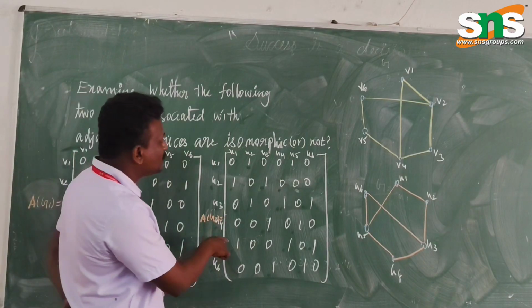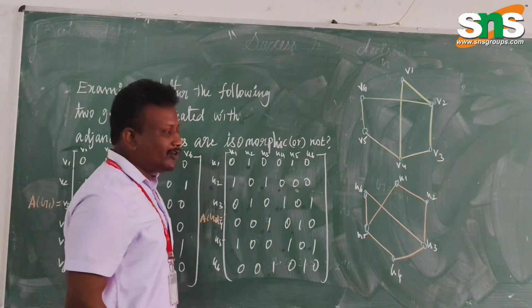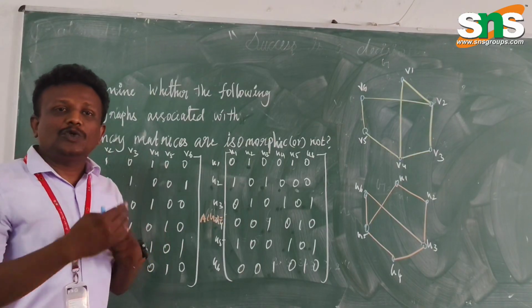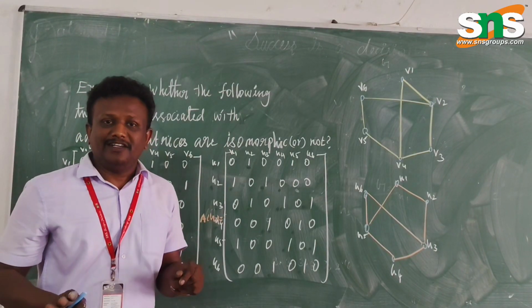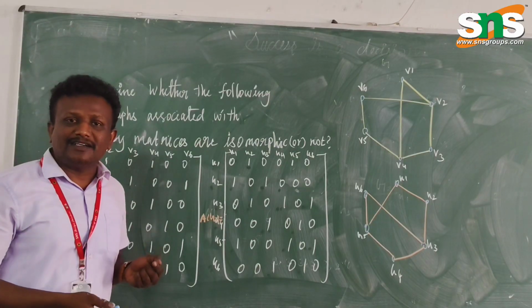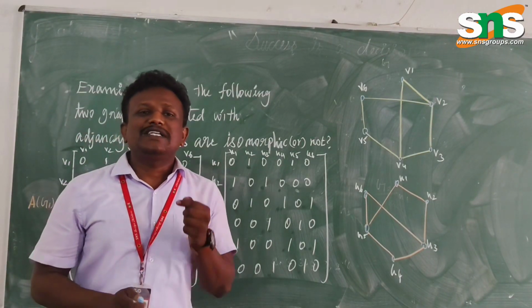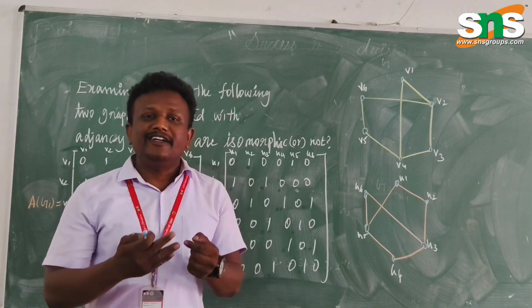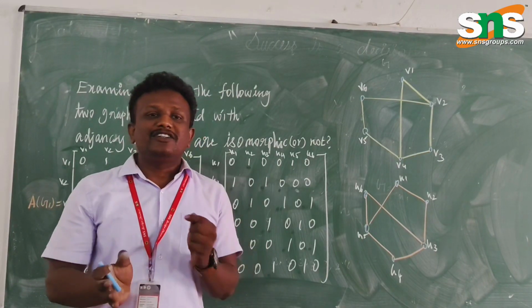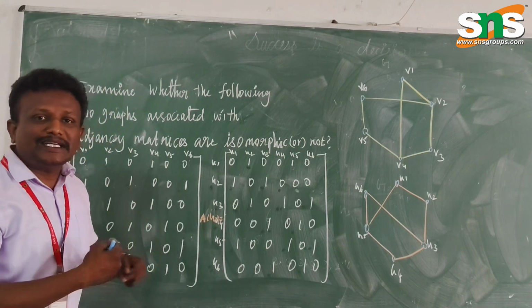Let me come to graph 2. In graph 2 also we have 6 vertices, right? So in both graphs the total number of vertices is the same, so the first condition is satisfied. Let me check the second condition. To check the second condition, we need the diagram so that we can easily identify whether the total number of edges in both graphs is the same or not. To check that, I am going to draw the diagram.